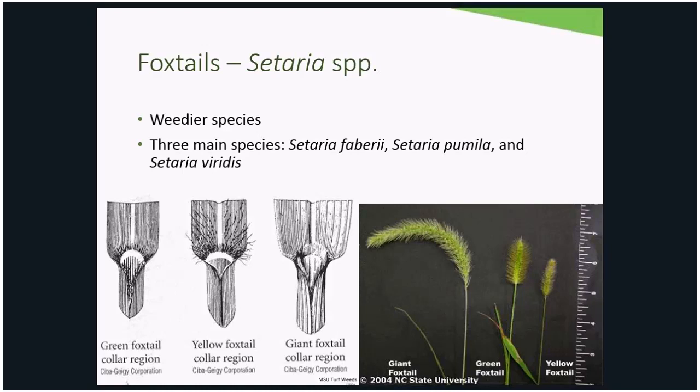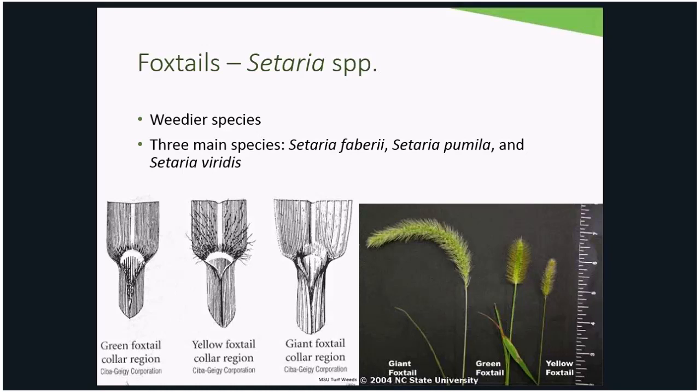And if we switch to this diagram on the left here, we can see a difference in their ligules. So if we start with green foxtail, we can see that it has a short, hairy ligule. And yellow foxtail has very long, spreading hairs that are very clearly different than that green foxtail with just those short hairs present. So if you see those long hairs, you've got yellow foxtail. If it's very short, it's going to be green foxtail.